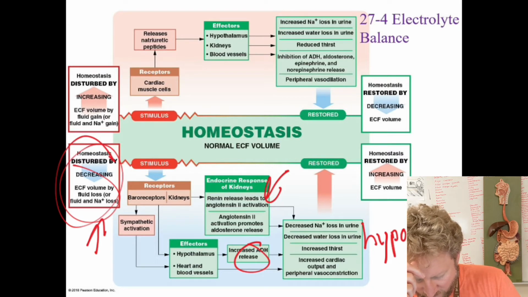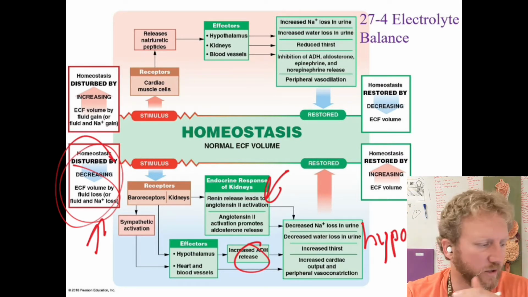hyponatremia, and I think I've already mentioned that. That was terrible. I apologize. I mentioned that earlier.